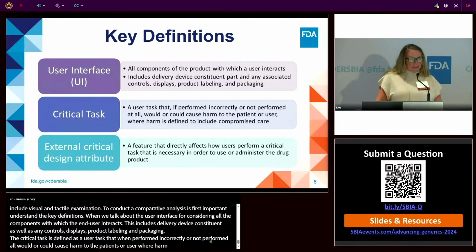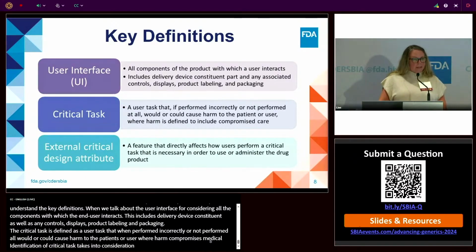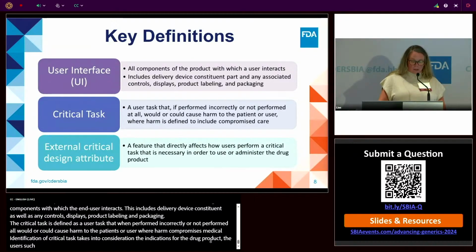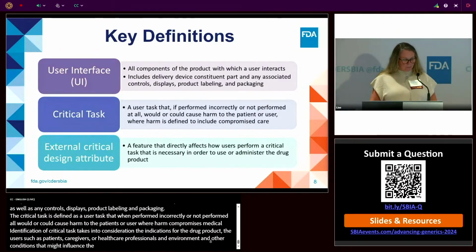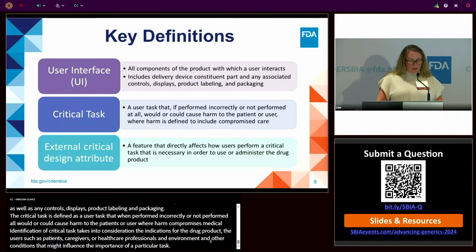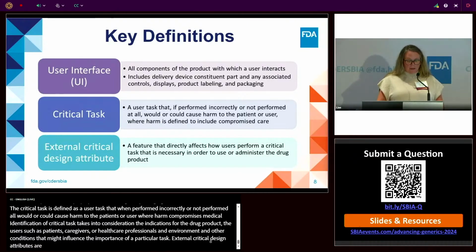Identification of critical tasks takes into consideration the indications for the drug product, the users, such as patients, caregivers, or healthcare professionals, and the environment and other conditions that might influence the importance of a particular task. External critical design attributes are those features that directly affect how users perform a critical task that's necessary to administer the drug product.